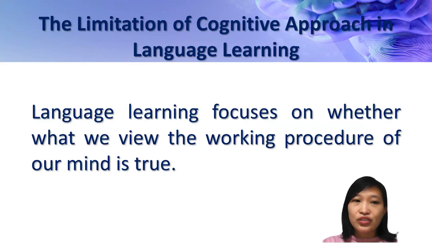The second limitation of the cognitive approach in language learning focuses on whether the working procedure we view in our mind is true. The cognitive approach often relies on comparisons with how the human mind might work. The methods and tools we design and use are mainly based on assumptions without enough evidence. Even the newest technology is unable to compare with the complex operating processes of our mind.